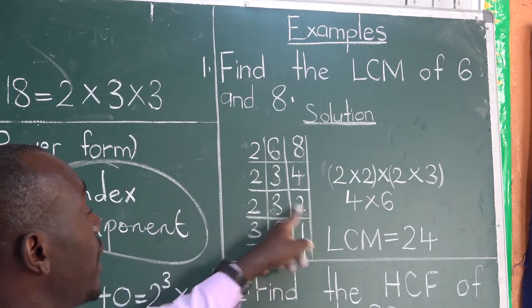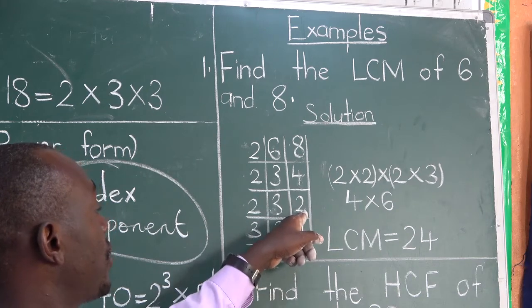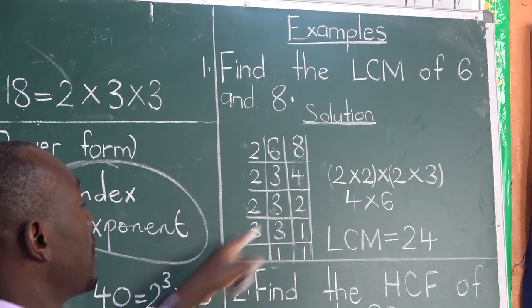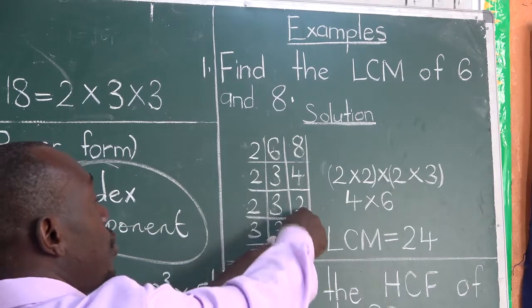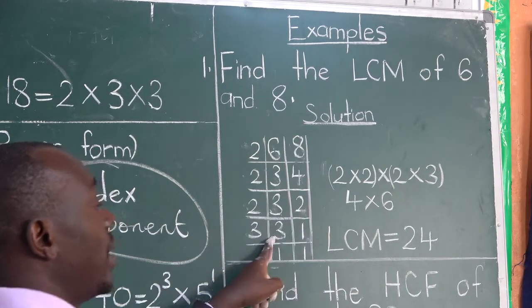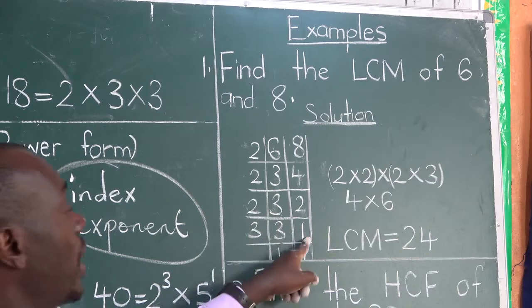Can 2 still work with any of these? Yes, it works with that 2. So write that 2. Remember, 3 refused long ago, so let the 3 go down and then divide 2 by 2. 2 divided by 2 gets 1. Now we've got 3 and 1.